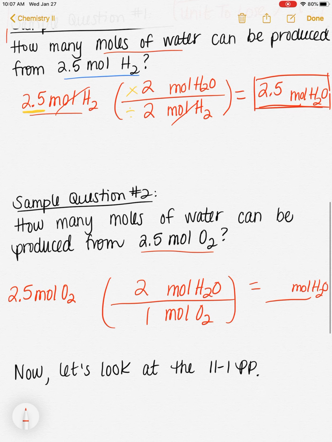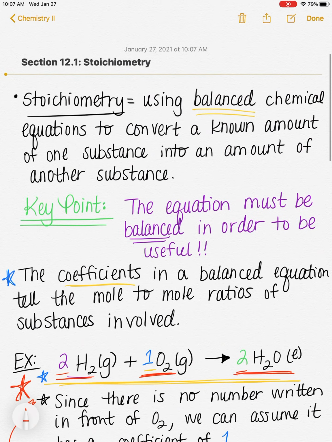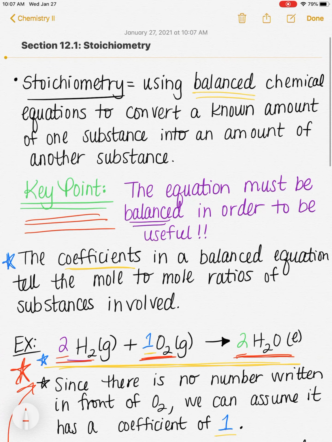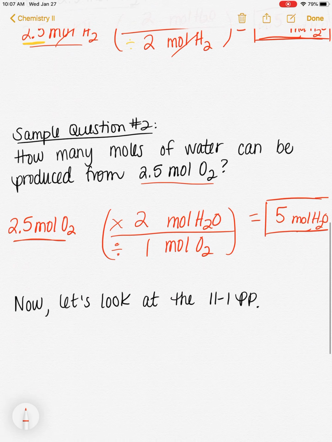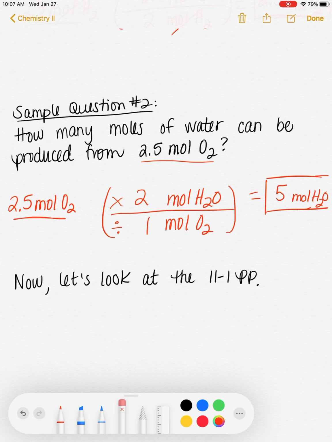So this time in our calculator, we're going to start with 2.5. I'm going to multiply by 2 and divide by 1, and that will give me 5 moles of H2O. Now the critical thing here is, in order to convert from moles of one thing to moles of another, you have to have a balanced equation, remember?